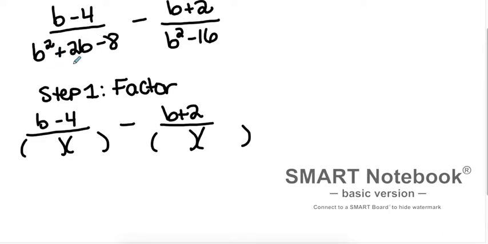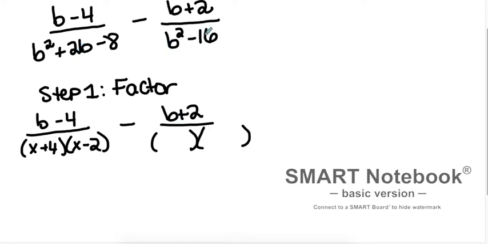All right, let's take a look at this denominator. If you want to factor it, remember the AC method tells us that we need two numbers that multiply to -8 and add to 2. So what is that going to be? It's going to be x plus 4 and then x minus 2. That would work, because 4 times -2 is -8, and 4 plus -2 is positive 2.